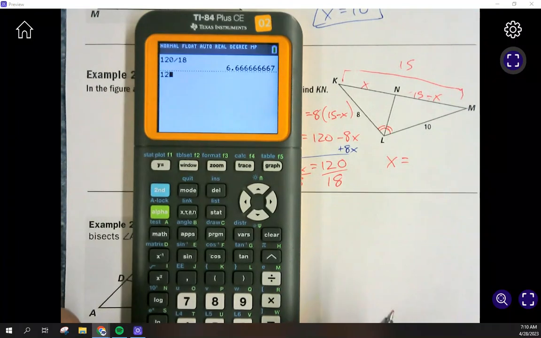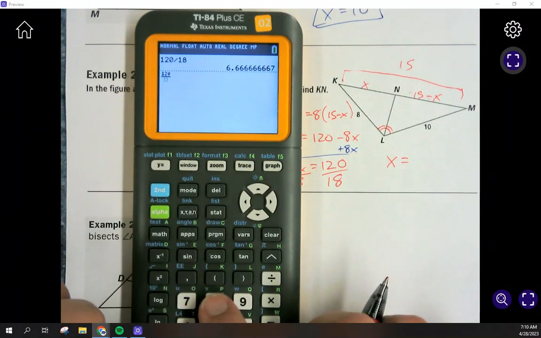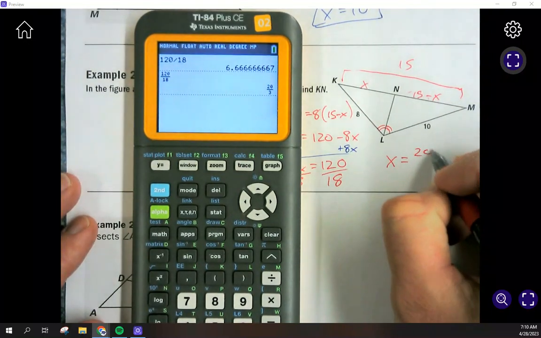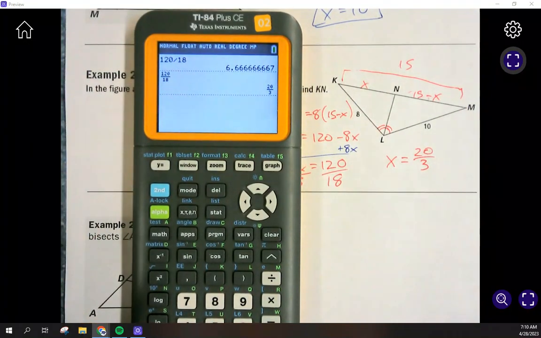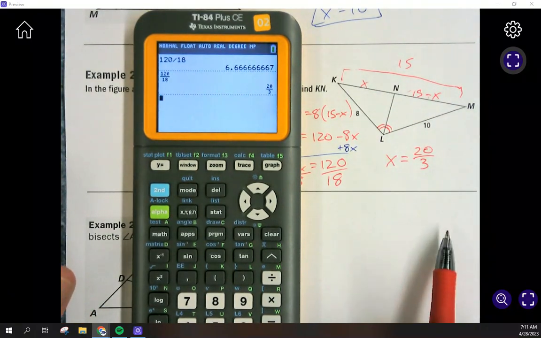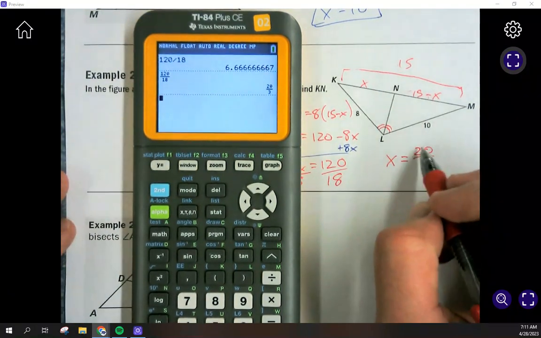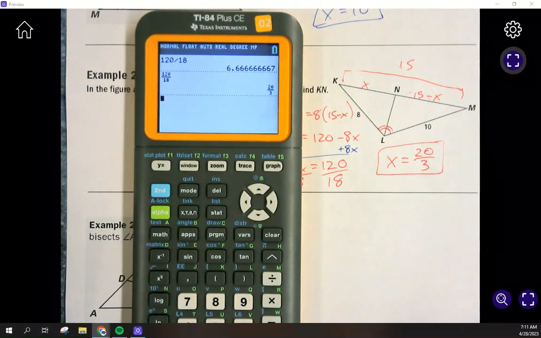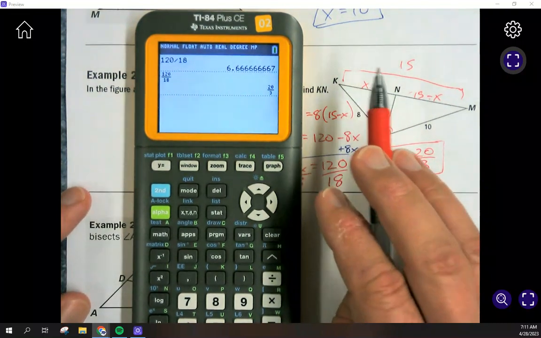So I'm going to do 120 over 18, and I'm going to simplify it. It's 20 over 3, which again is the same as 6 2/3. 3 goes into 20 six times with 2 left over, 6 2/3. But 6 2/3 is not a useful number to us. 20 over 3, much more useful. Okay, so this is 20 over 3.